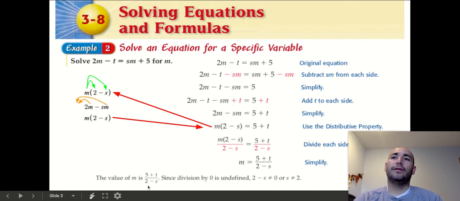So in this scenario, s could never be equal to 2 because if you have 2 minus 2, that's going to make 0 in the bottom of a fraction. If you try to divide by 0 in your calculator, you always get an undefined answer. Your calculator might tell you syntax error or division error or 0 error. So it does give you an undefined number. So s can never be 2.